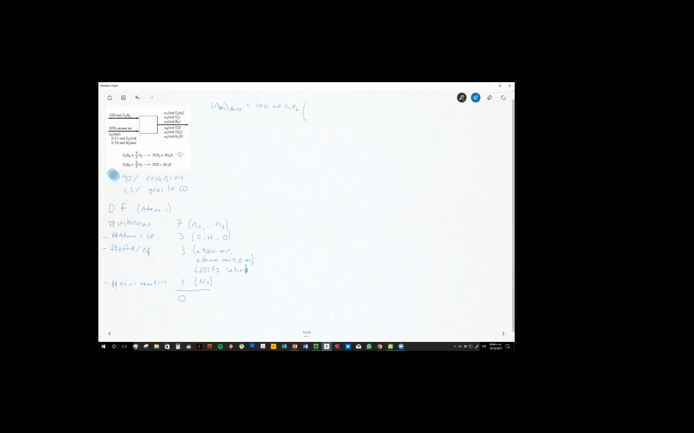Okay, so in this case for each mole of ethane, we need 3.5 moles of oxygen, right? So this will give us 350 moles of O2. This, remember, is the theoretical value, right? It's not excess just yet.